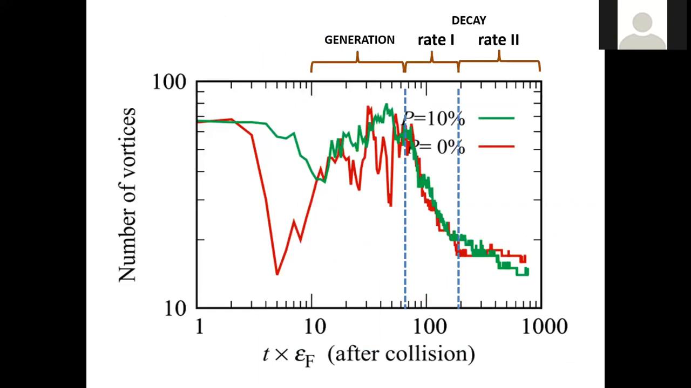What we also measured, this is very preliminary and very recent, is the number of vortices that were created. So let's focus on the red line, which corresponds to the spin symmetric system. This is the number of vortices that is present in the system at each time. Again, you can see that it reaches the maximum where the length of the vortices is maximum, and then it decays, and then the number of vortices stays more or less constant.